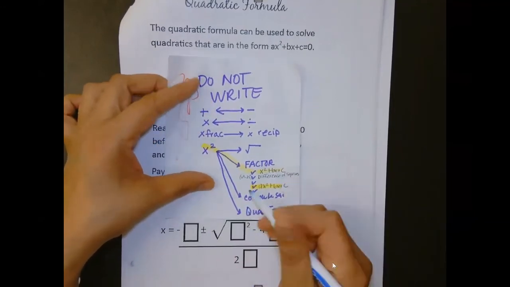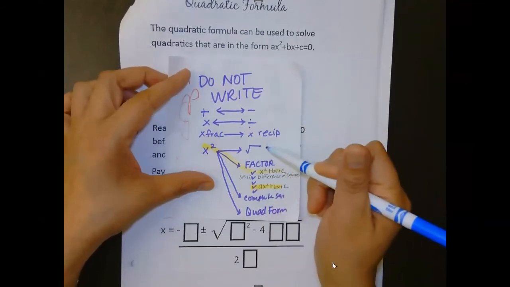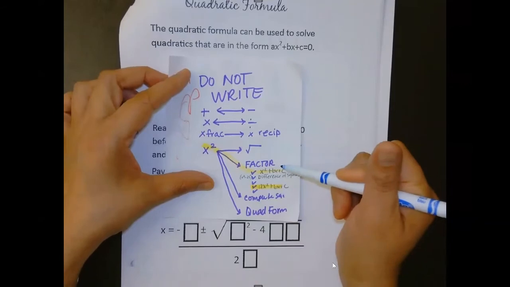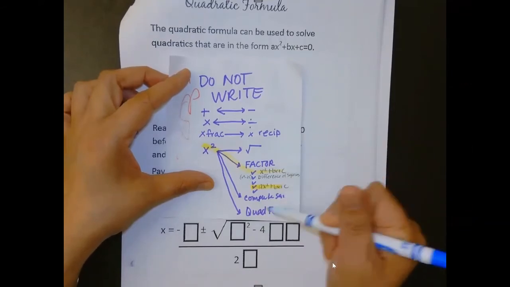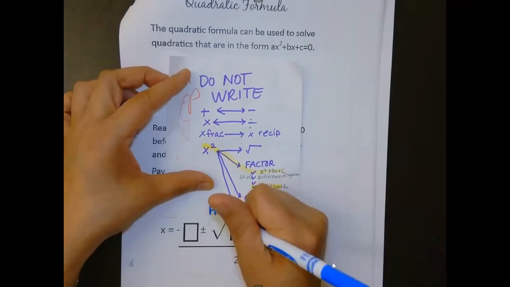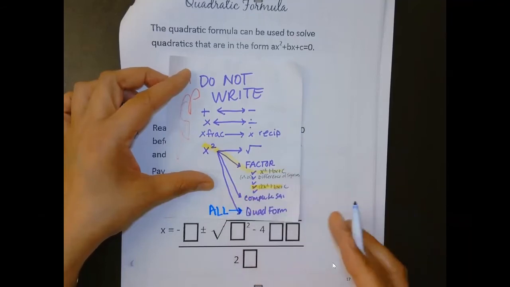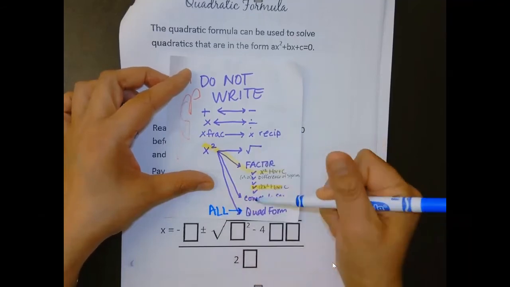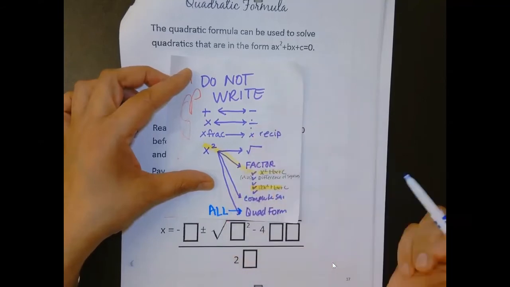What's the whole point of that? Square root only works for some. Factoring, only some problems factor. Completing the square, only some problems you can solve by completing the square. Quadratic formula works for all quadratic equations. Wait, why would you learn these methods if this formula solves all of those problems?